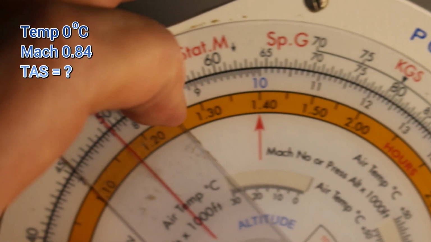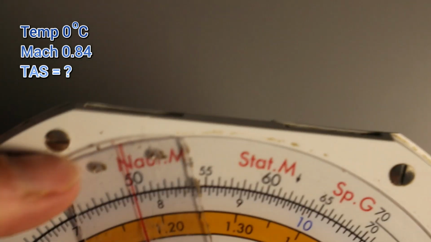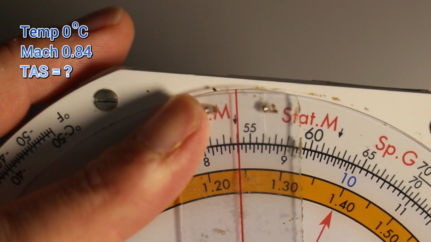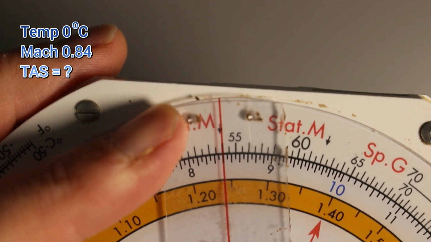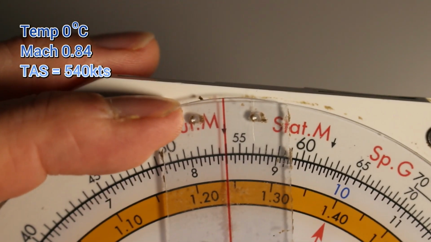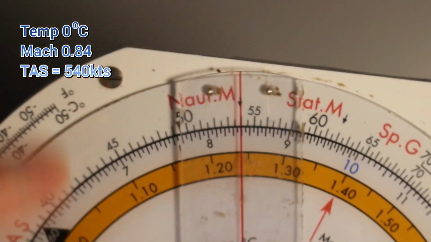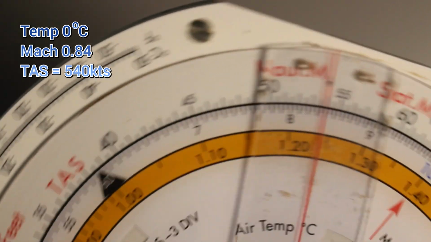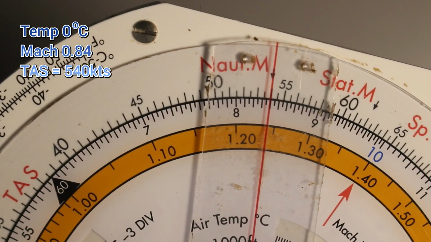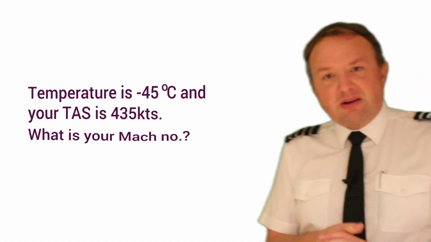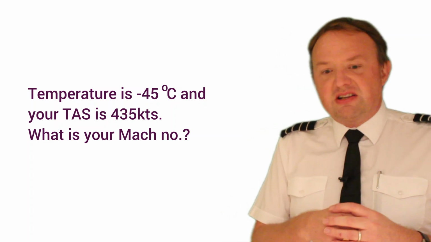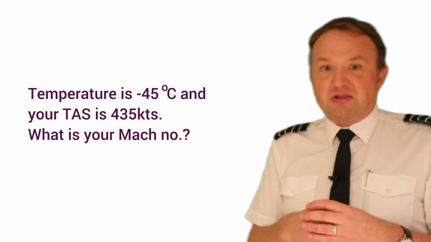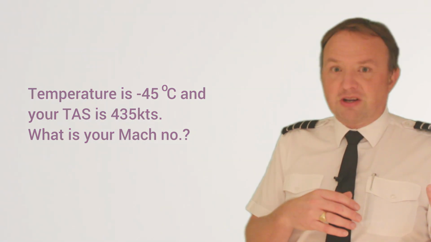But I am told that I'm looking for Mach 0.84. There's 80. 1, 2, 3, 4. 84% of the local speed of sound is 540 knots of true airspeed. And if I forget which dial I'm supposed to be looking at, remember true airspeed is always on the outer. And again, watch out, we can always reverse engineer these. Sometimes you'll be given the speed and you have to work out the Mach number. Sometimes you'll be given the Mach number and you have to work out the speed.